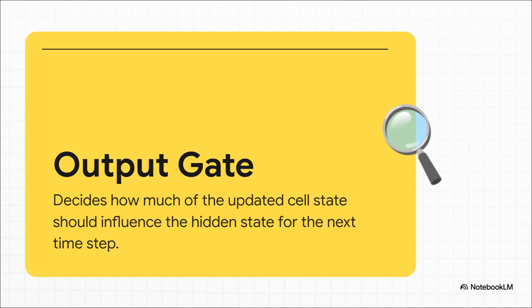And finally, we've got the output gate. So, the cell has just updated its long-term memory, right? It's filtered out the old junk and added in the new important stuff. This gate's job is to decide what part of this now pristine long-term memory is actually going to be used for the immediate next step. It creates the output and sets up the short-term memory for the very next moment in time.